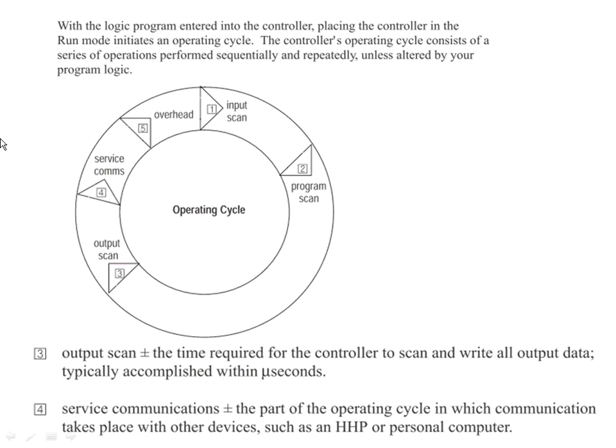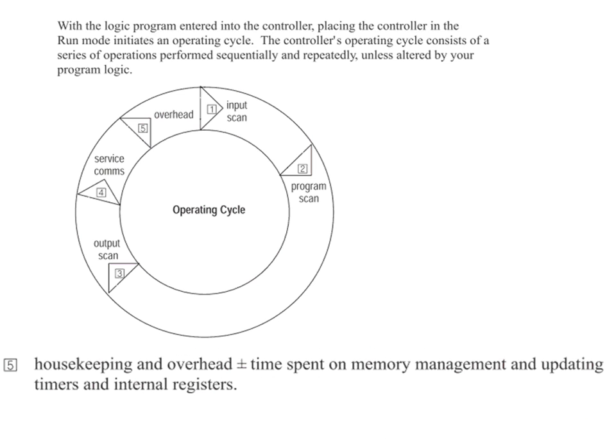And then there's a communication cycle, or part of where it has to talk to the HHP, which would be a handheld programmer or a personal computer. So if it's communicating with another device in the process, if another device is connected, it takes a certain period of time for that. And then the overhead, or the housekeeping. That's where it has to update any internal timers and registers and things like that. And then it does that over and over and over again.